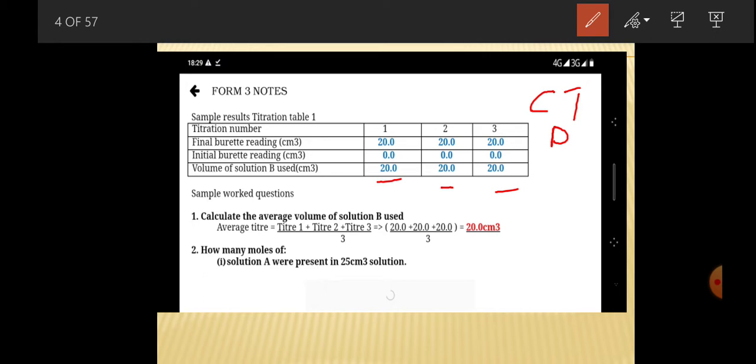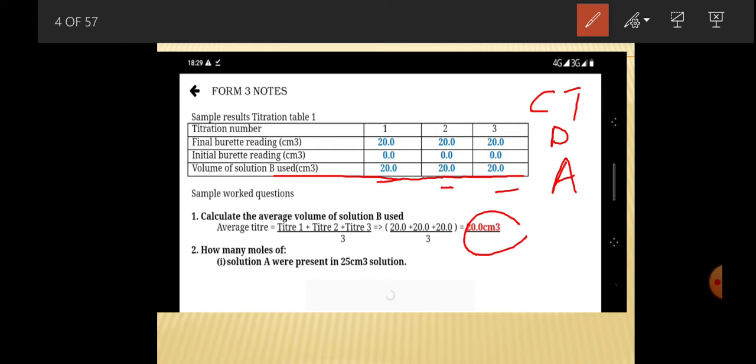If you choose 2 decimal points, they can be either 0.00 or 0.05. You can never have 0.04 or 0.07. It is either 0.00 or 0.05. The other mark is normally for accuracy, and this accuracy is normally awarded marks in 2 areas: the volume of B used at this particular point, and also when you get the average titer.